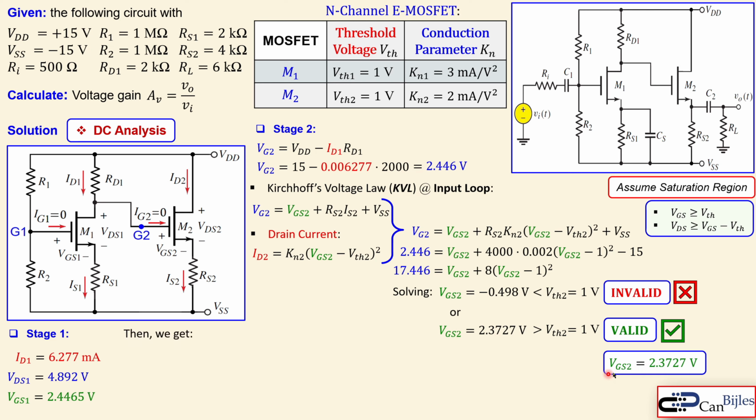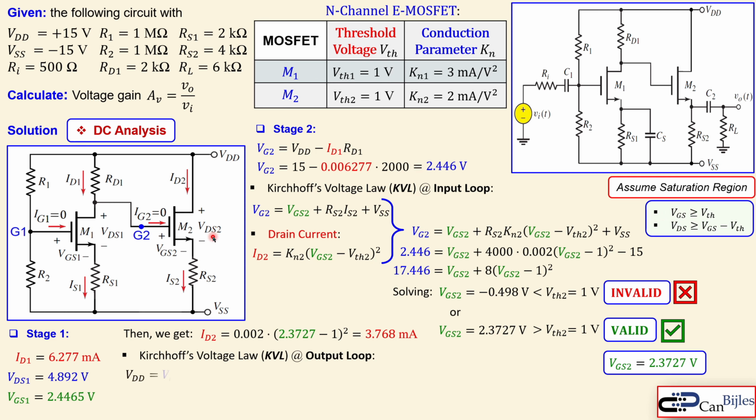Now, since we have our VGS, we can again use the drain current formula to calculate the drain current using the specific Kn2, and we get the value of 3.768 milliamps. Now we can apply the Kirchhoff voltage law at the output to check the second condition, because the first condition is now met. Now we can set up the equation.